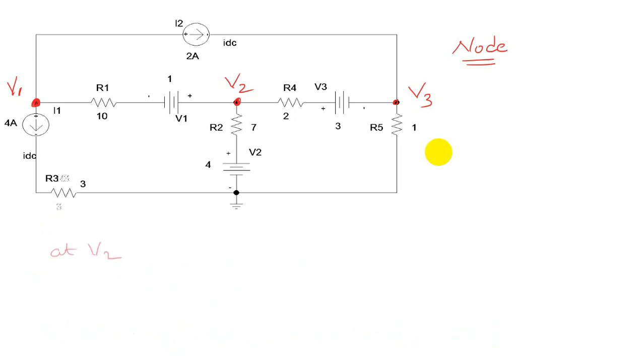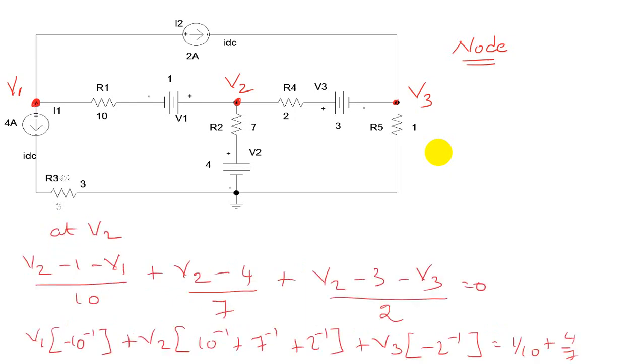Similarly, for equation 2, at V2 when we apply, we get: V2 minus 1 minus V1 whole by 10, and V2 minus 4, this current, that is (V2 minus 4) by 7, and the current going towards the right, (V2 minus 3 minus V3) divided by 2. When you simplify, we get the second equation.